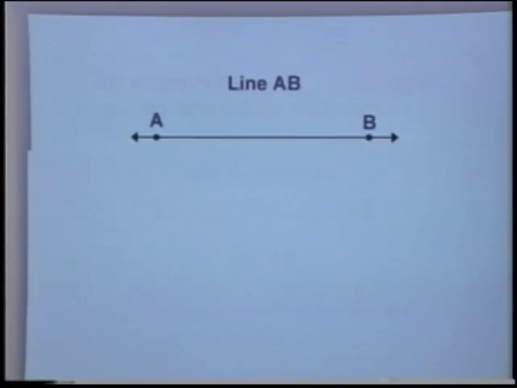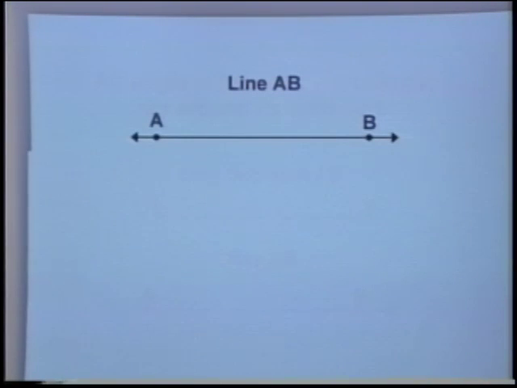As you remember from geometry, we can draw a line through 2 points, and that line extends infinitely to the left and right of those 2 points. We call it line AB.